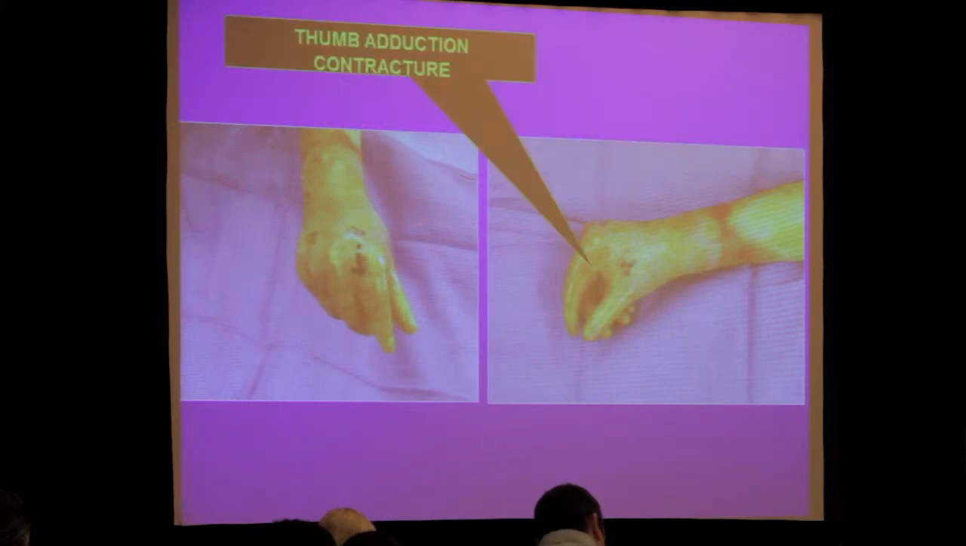Finally, a very difficult problem in any type of hand surgeon's practice is the adduction deformity, whether it be a result of EB or a result of a post-traumatic condition. In adduction contractures, the web space between the thumb and index finger is narrowed, making it very difficult to pick up cylindrical objects or do fine motor manipulation.